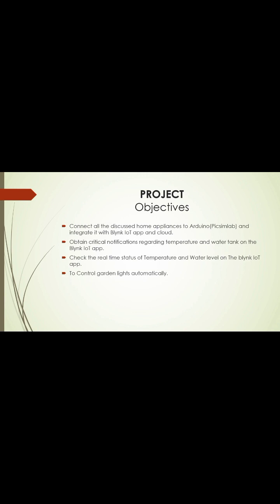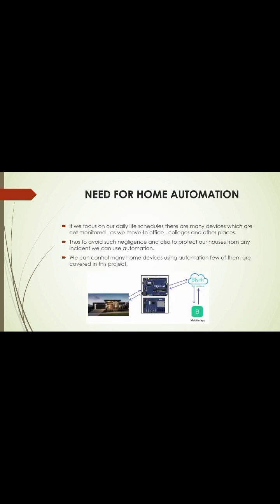What was the objective behind this project? The objective behind this project was to connect all the discussed home appliances to Arduino Uno and integrate it with the Blink IoT app. We also obtain critical information regarding temperature and water tank on the Blink IoT app. We check the real-time status of the temperature and water level on the Blink IoT app. We also control the garden light automatically.